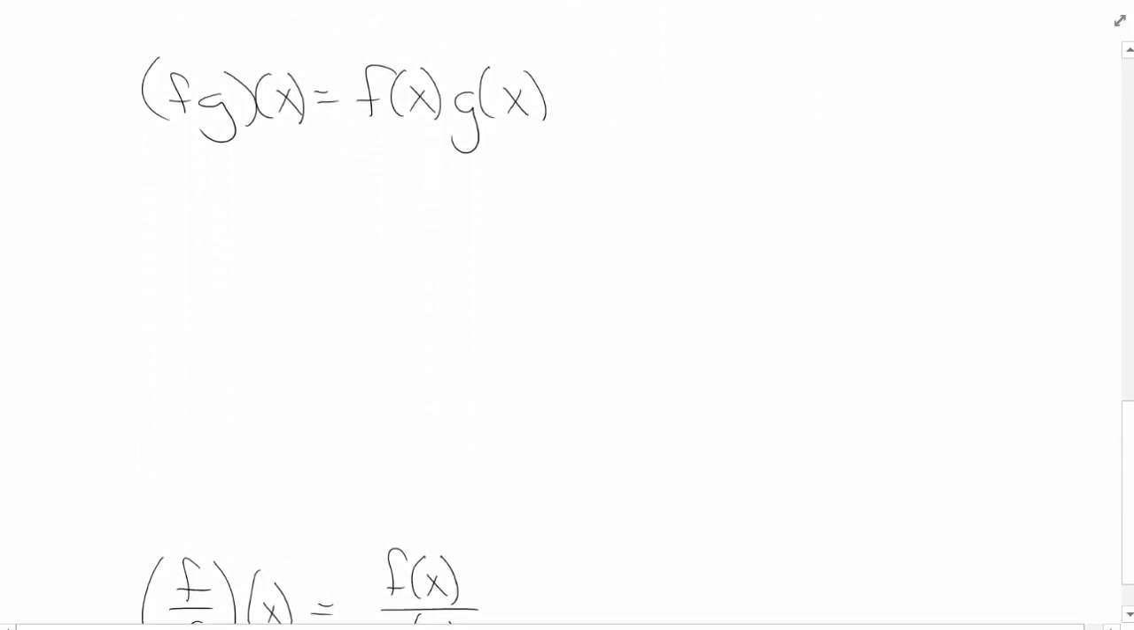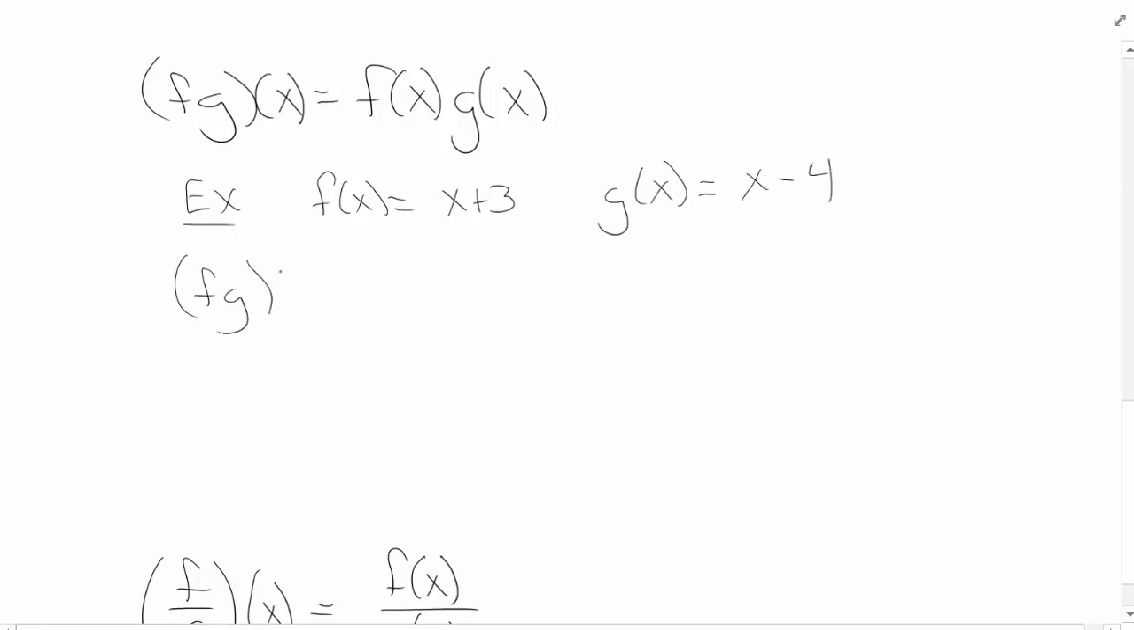You can also multiply the two. So f times g of x, by definition, is f of x times g of x. So for example, let's say f of x is equal to x plus 3, and g of x is equal to x minus 4. That means f times g of x will be the product of f of x, which is x plus 3, times g of x, which is x minus 4.